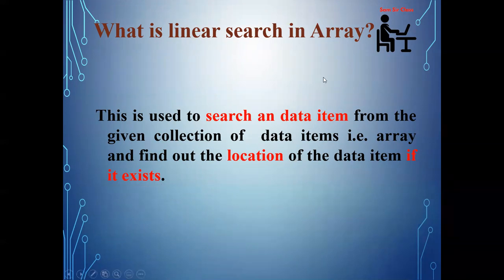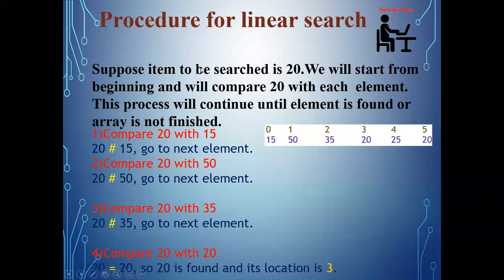Let us understand in detail with an example. This is the procedure of linear search. Suppose these are a few data items, and we have to search whether 20 is present or not. The item that I need to search is 20. This process will continue until the element is found or the array is finished. If I get the element, I'll stop my searching. If the array is over, meaning all the elements have been compared, then my searching will be over.